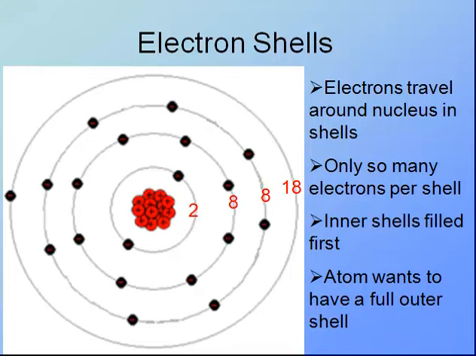The inner shells are filled first because these are positively charged. The electrons are negatively charged. They are pulled down. They're attracted to the nucleus. But the big one here is that the atom really wants to have a full outer shell. The picture that you're looking at right now, there's this 1 electron out on the outer shell, and there are 17 empty seats there, and that just drives this atom crazy.